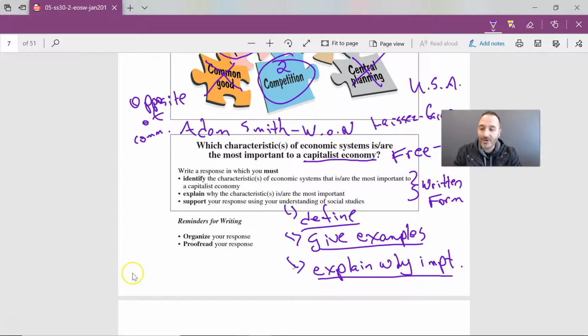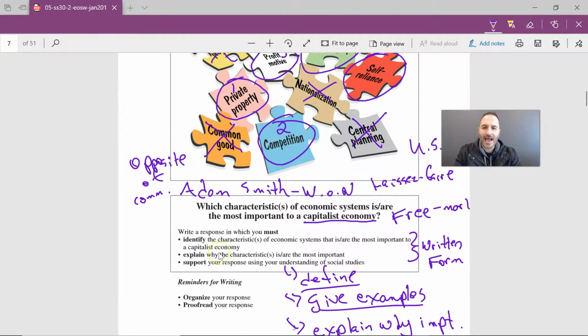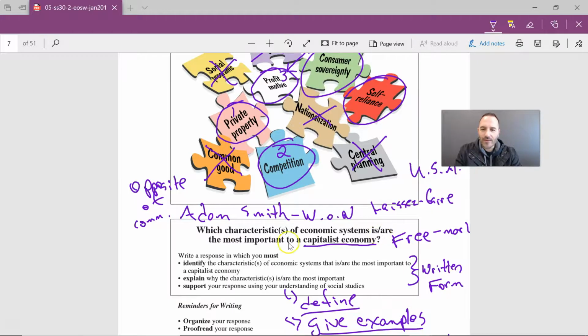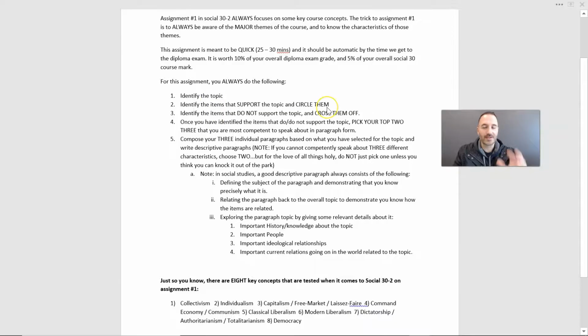Okay, so I'm going to go back to my other document here for a second. Okay, so in this document, guys, I put a series of steps that I suggest you follow when you do your assignment number 1. So let's look at them. Number 1 says identify the topic. We've done that, right? We looked at, I'm just going to flip back to it. We've looked at what the assignment says, and then we flip right here to this part of the assignment where it says capitalist economy. So we've identified the topic, okay? So it's capitalism. Now, next, identify the items that support the topic and circle them. We have done that.